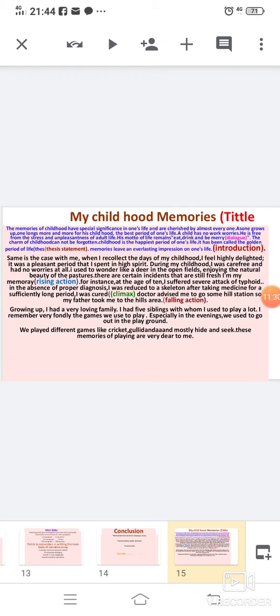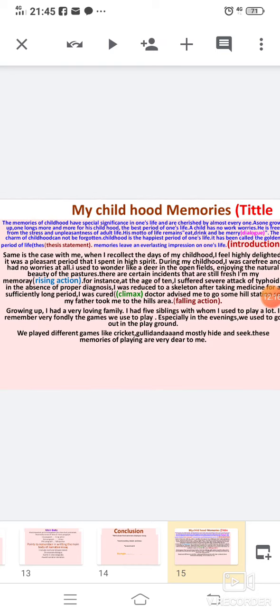For instance, at the age of 10, I suffered a severe attack of typhoid. In the absence of proper diagnosis, I was reduced to a skeleton. After taking medicines for a sufficiently long period, I was cured. The doctor advised me to go to a health station, so my father took me to a hill area. Now we are in the main body. In this first paragraph there is a rising action, climax, and falling action, as you can see. There is also dialogue present, that I was reduced to a skeleton after taking medicines.